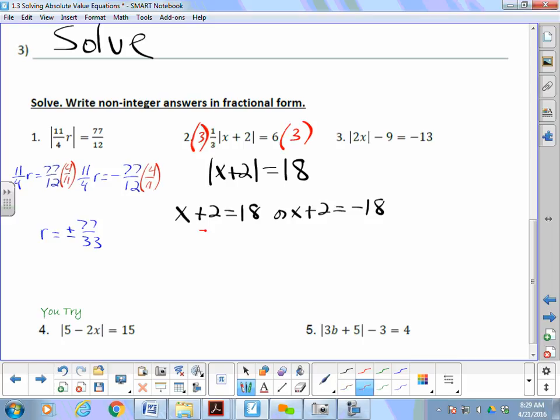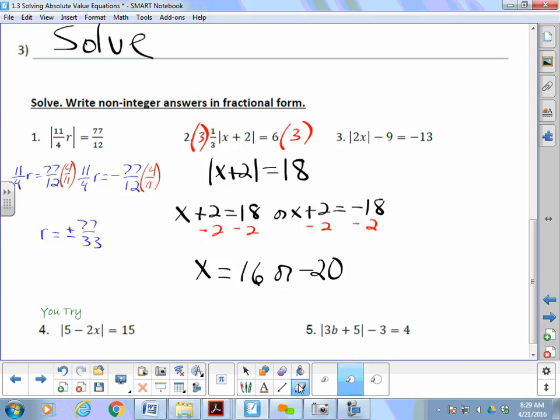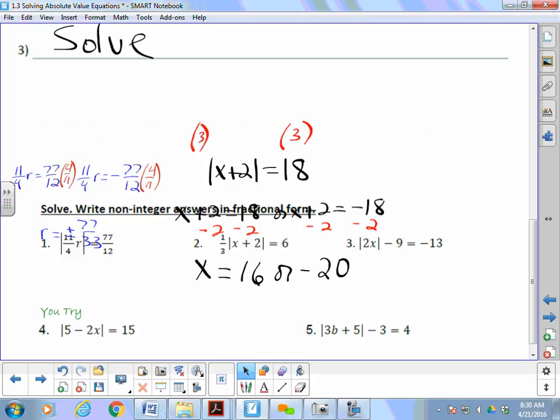Right. Subtract 2 both sides, and both of them. So we get x equals 16 or negative 20. And we're using the word or here. Why? It can't be 16 and negative 20 at the same time, can it? All right? So we use or. Whenever it's an equal sign, absolute value, what goes between them is or.